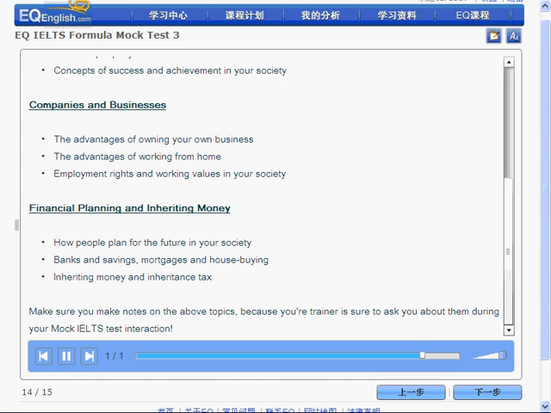Make sure you make notes on the above topics, because your trainer is sure to ask you about them during your mock IELTS test interaction.